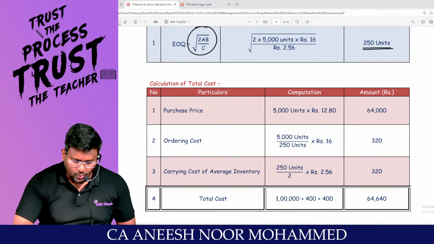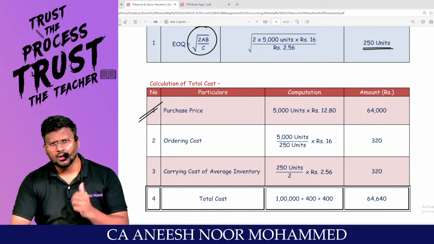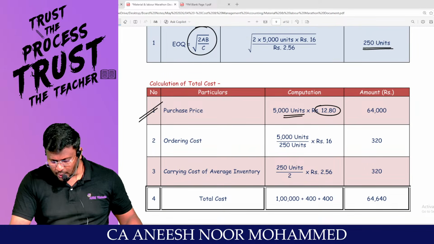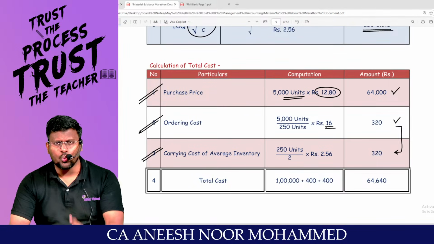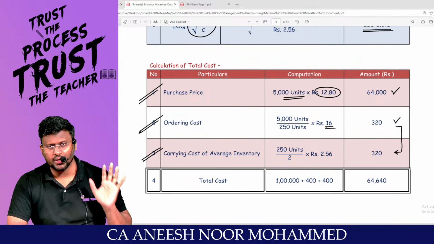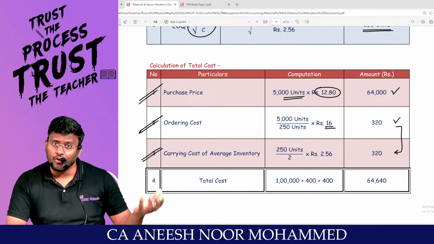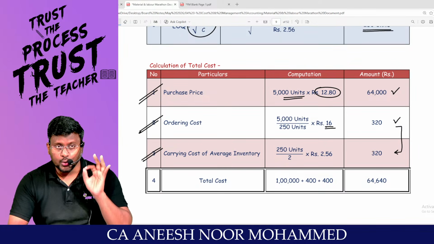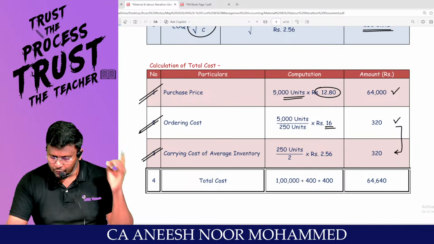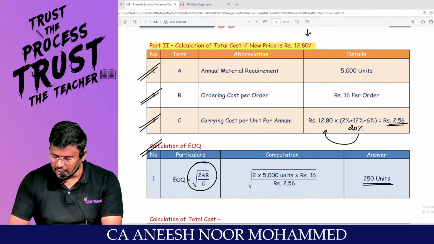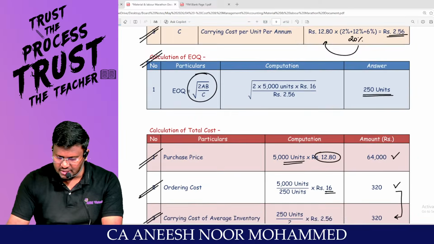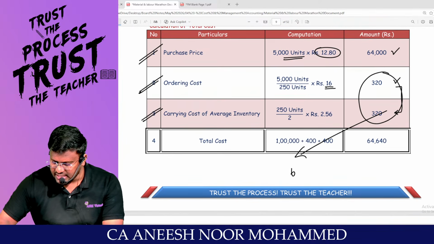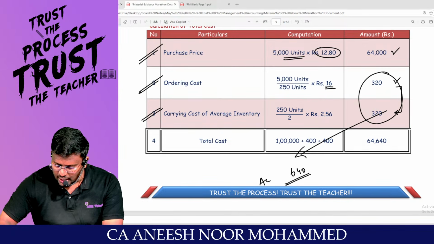Comfortable? So what will be the revised purchase price? How many units? 5,000 units. Will you purchase at 20? No, at 12.8. One time you will order 250 units, and I will be carrying half of 250 units. So 250 divided by 2 is 125 units. To carry every 1 unit per year, I need 2.56. So 125 into 2.56 comes to 320. So 320 plus 320, 640 rupees is the total associate cost.